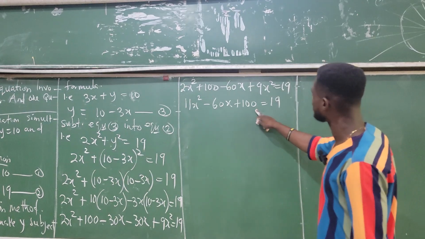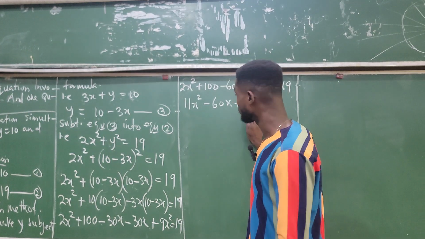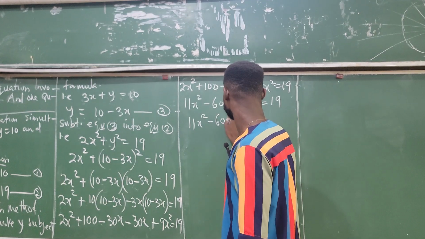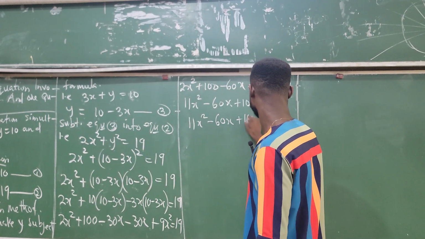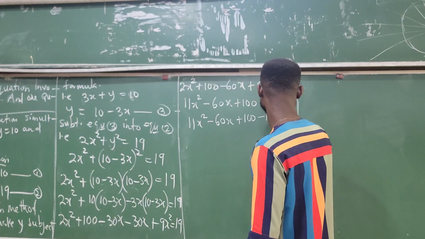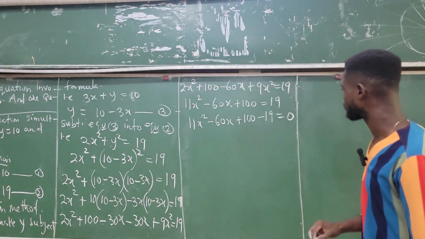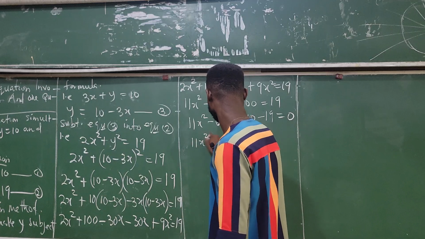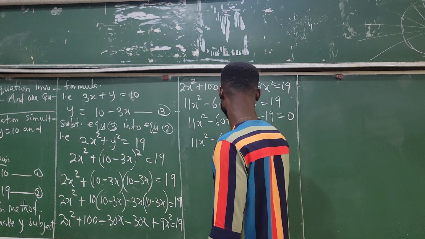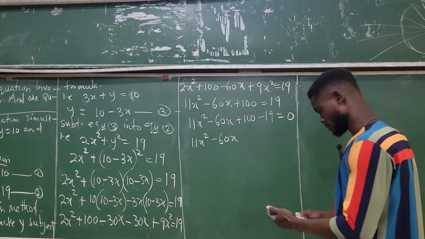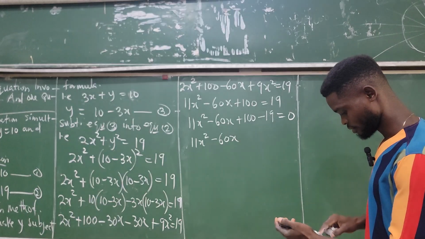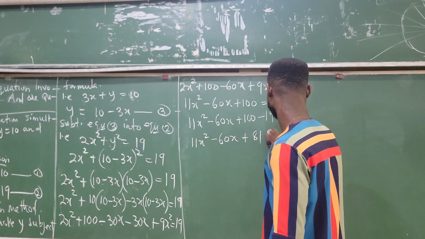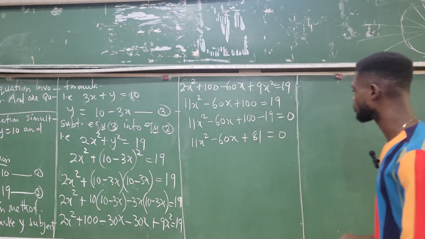So you can move this 19 to join this 100 because they look alike. So if you do that, we have 11x squared minus 60x plus 100 minus 19 is equals to what? 0. So if you do that, we have 11x squared minus 60x. 100 minus 19 gives us 81. That is 81 is equals to 0.